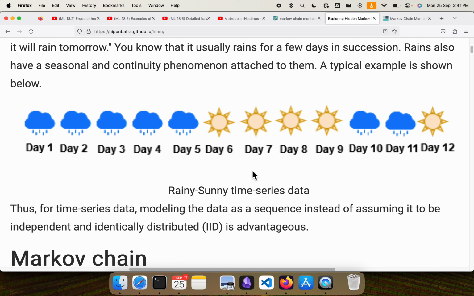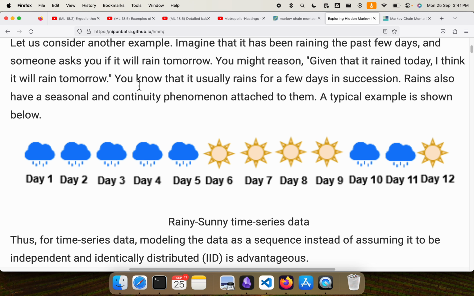Or you could also consider this for a text based task. My next word is only dependent on my current word. Let's pick up this line. You know that it usually rains for a few days in dash. What do you think is the most probable word? You know that it usually rains for a few days in dash. Fill in the blanks.